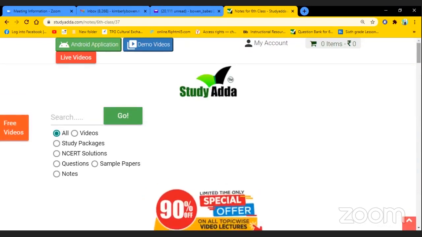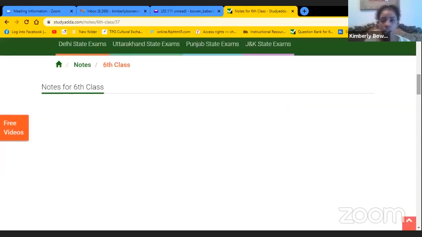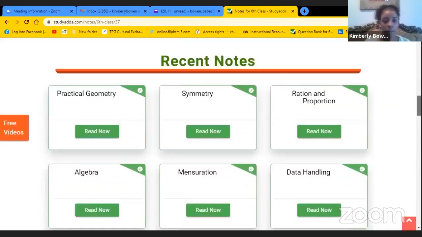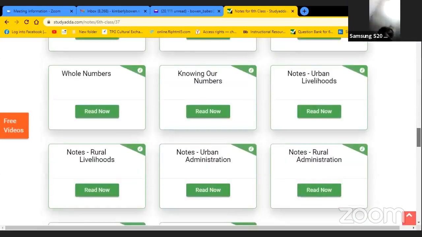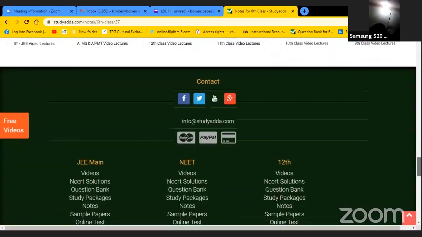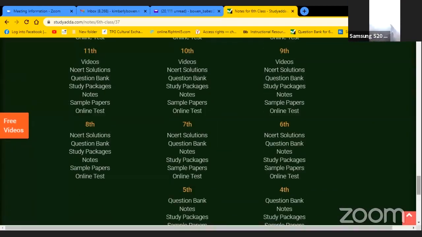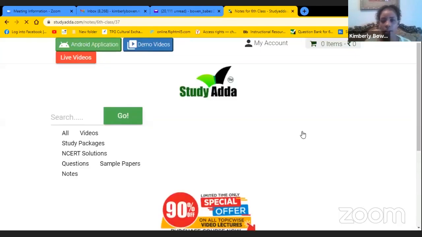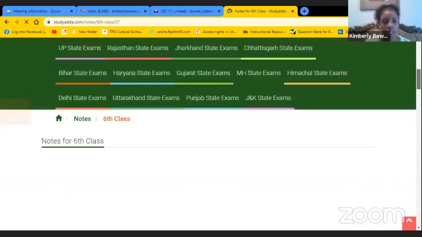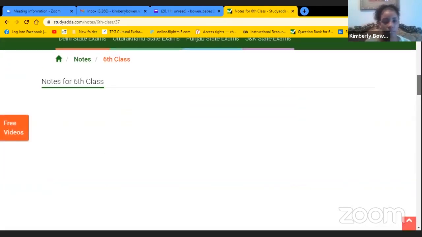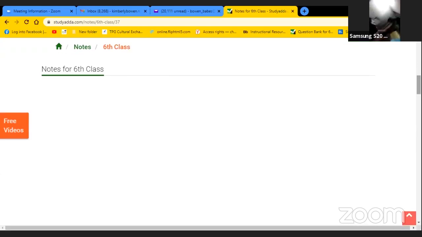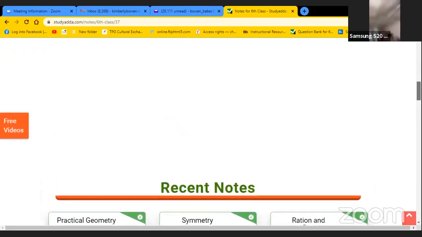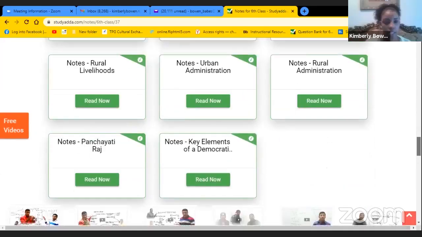And then we're scrolling down to the notes. We can choose what the notes are on. All right, 6th grade, we want to look at mental ability. Let's look at the notes. I'm not sure why I was not able to get to the mental ability part. It's waiting to come up.